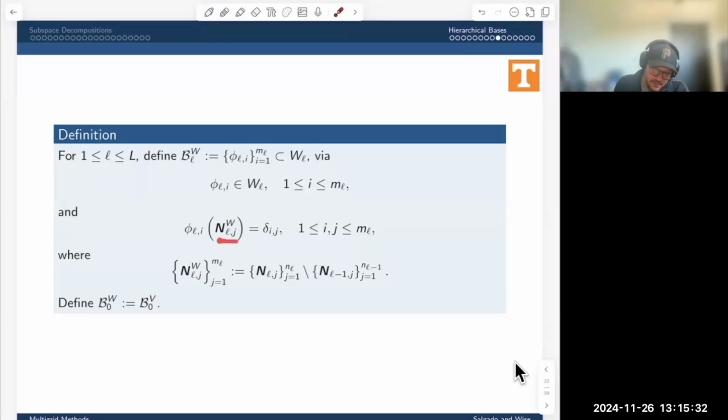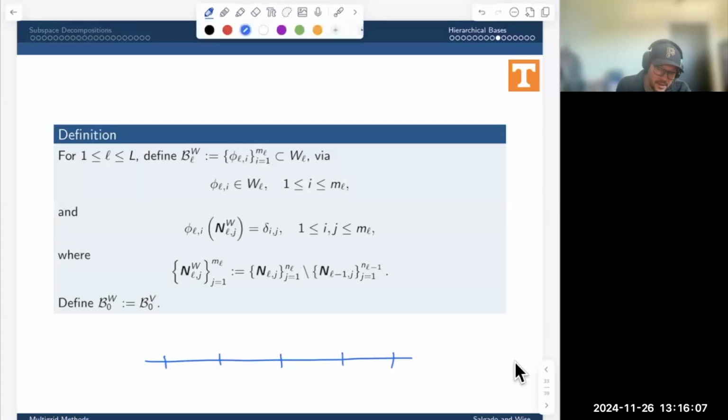Now, I haven't defined this nodal set yet, so let's do that now. This nodal set, n_{L,j}^W, j equals 1 to M_L, is precisely equal to all of the nodes that are in the fine level mesh, except those that were in the coarse level mesh. So here's how we're going to do that. So the picture is, let's do the case where N_L equals 7 again.